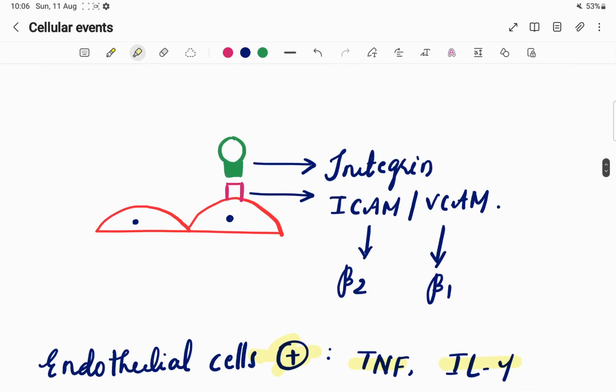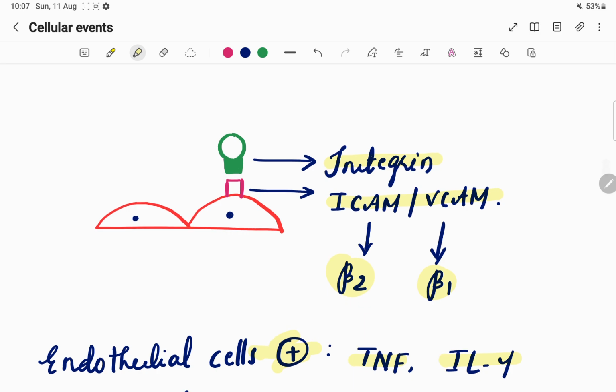So the adhesion molecules involved are ICAM, VCAM and the integrins. ICAM is intercellular adhesion molecule and VCAM is vascular cell adhesion molecule. The complementary integrin for ICAM is the beta-2 integrin, and for VCAM it is the beta-1 integrin. So these are the molecules involved in the adhesion process.